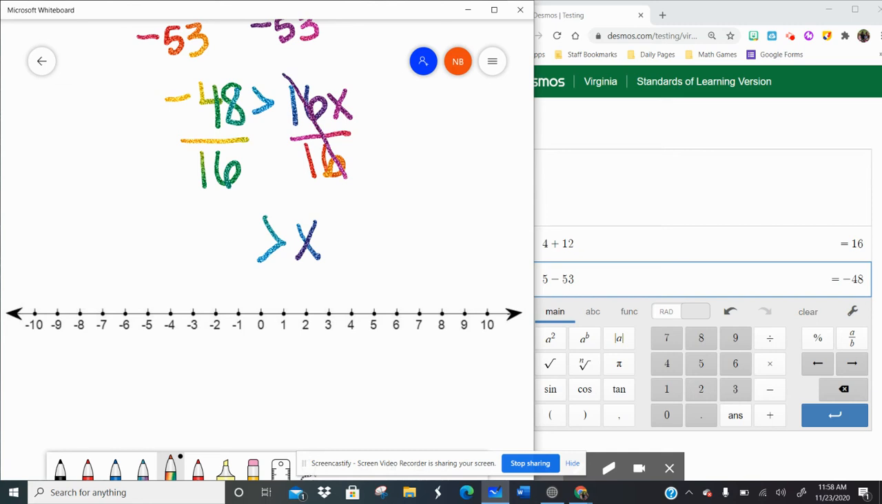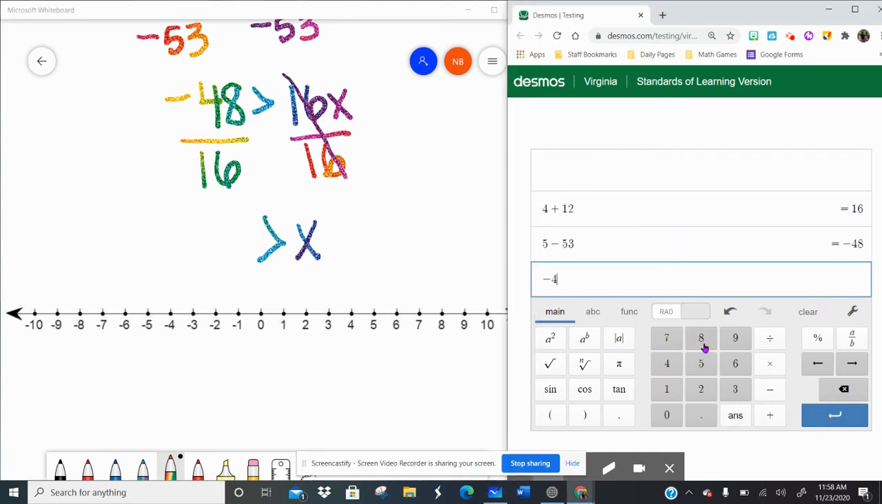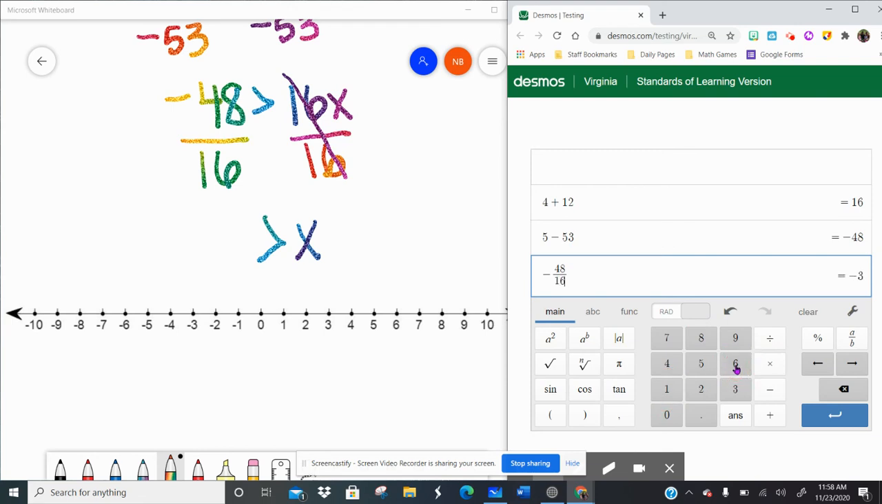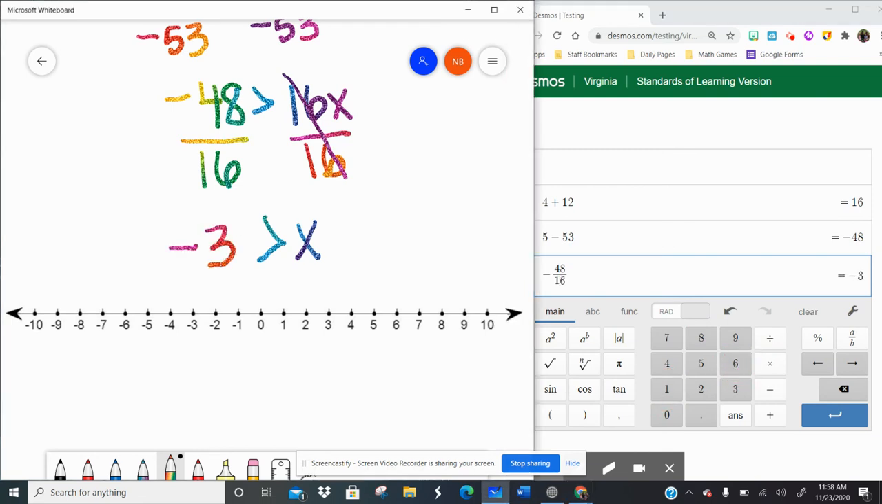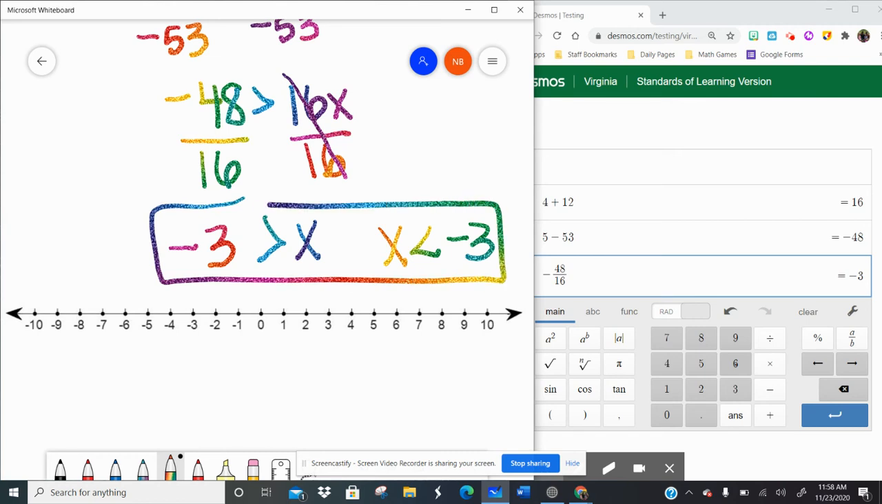So that goes away. And then I'm going to check in my calculator, -48 divided by 16, and I get -3. So -3 is greater than x, but I like to flip it, so I'm going to write x is less than -3. Both of these answers are correct, but again, it's easier to graph if you have the variable first. All right, so let's look. X is less than -3. So I start at -3. I put an open circle because there's no line. And then less than, I'm going to the left. Ooh, that's the same as the answer above.